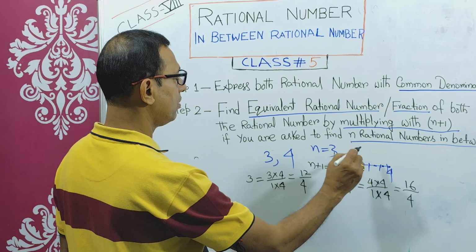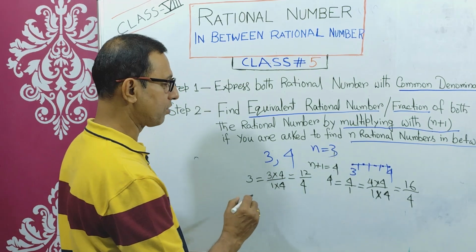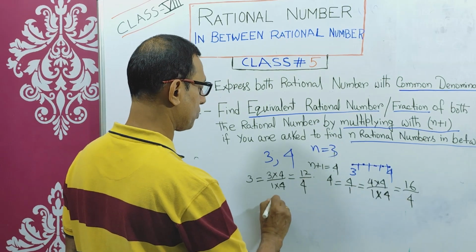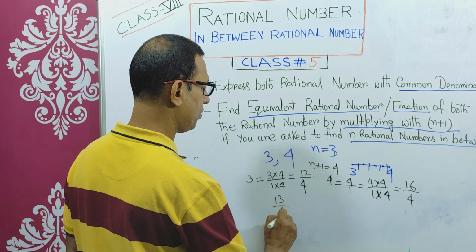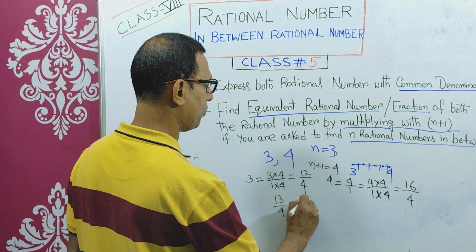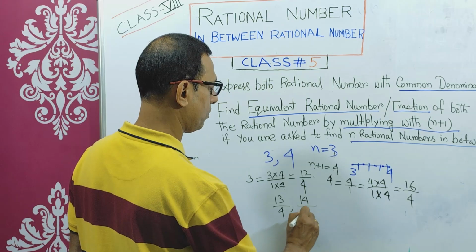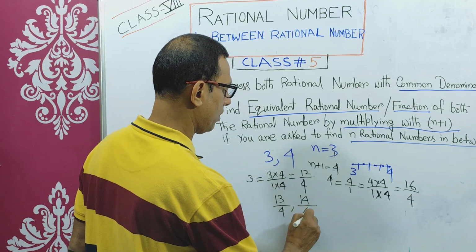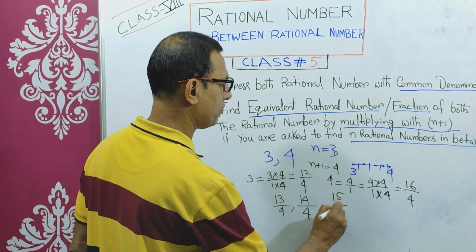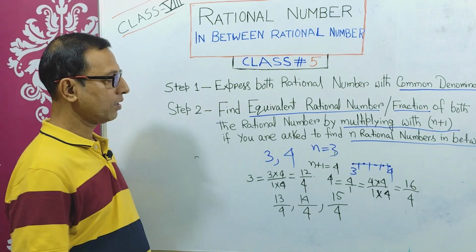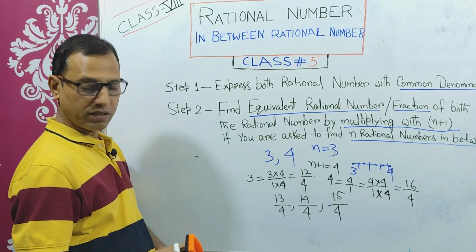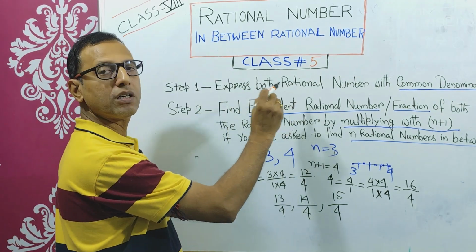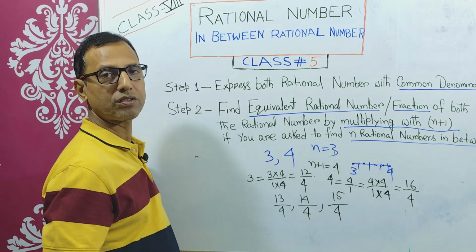You need to find out three different rational numbers. So now what you can say, the rational numbers will be in between 12 by 4 and 16 by 4. So one will be 13 by 4, one will be 14 by 4, and another will be 15 by 4. Got it? So this is the method you need to follow while you will be asked to find out rational numbers in between two given rational numbers.